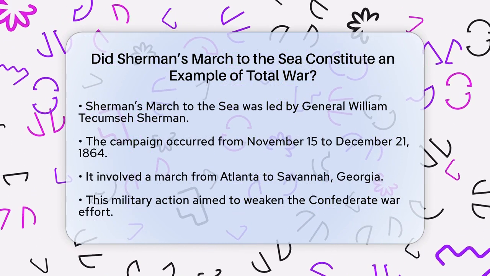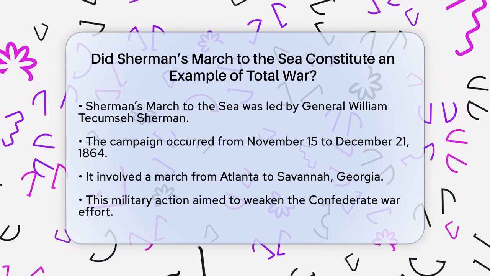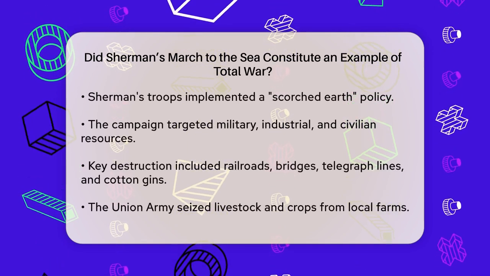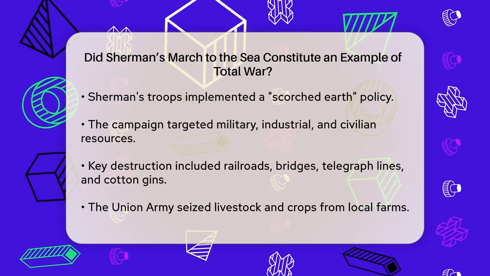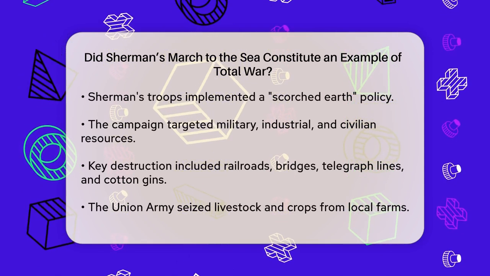Sherman's forces followed a scorched earth policy, which meant they destroyed not just military targets, but also industry, infrastructure, and civilian property. This included railroads, bridges, telegraph lines, cotton gins, and mills. They even seized livestock and crops from local farms to feed their army.